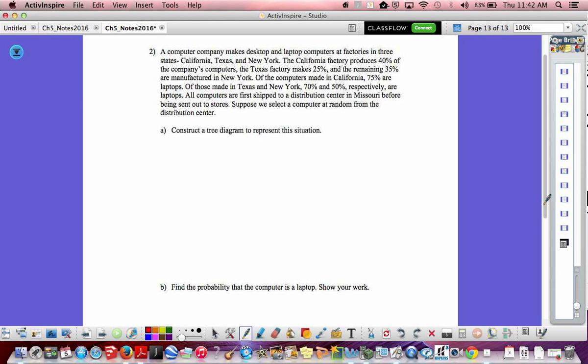So, number 2 here says a computer company makes desktops and laptop computers at factories in 3 states. Wow, they still make desktops? Yeah, they still do. You can still get a desktop.